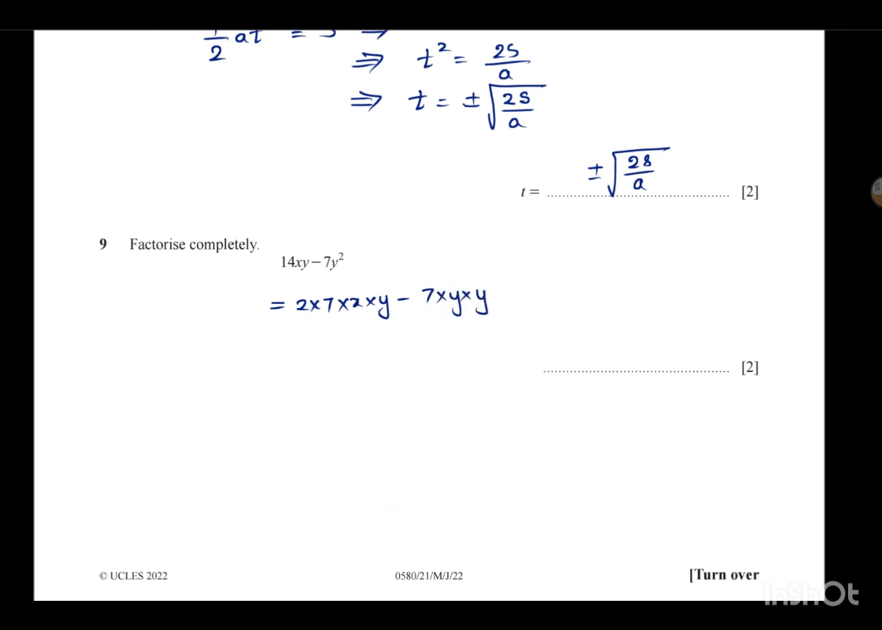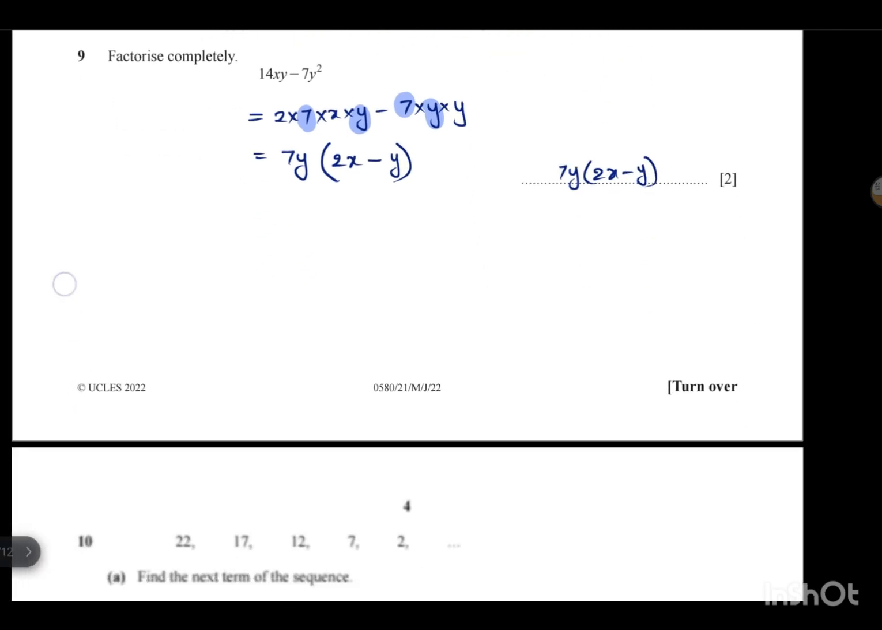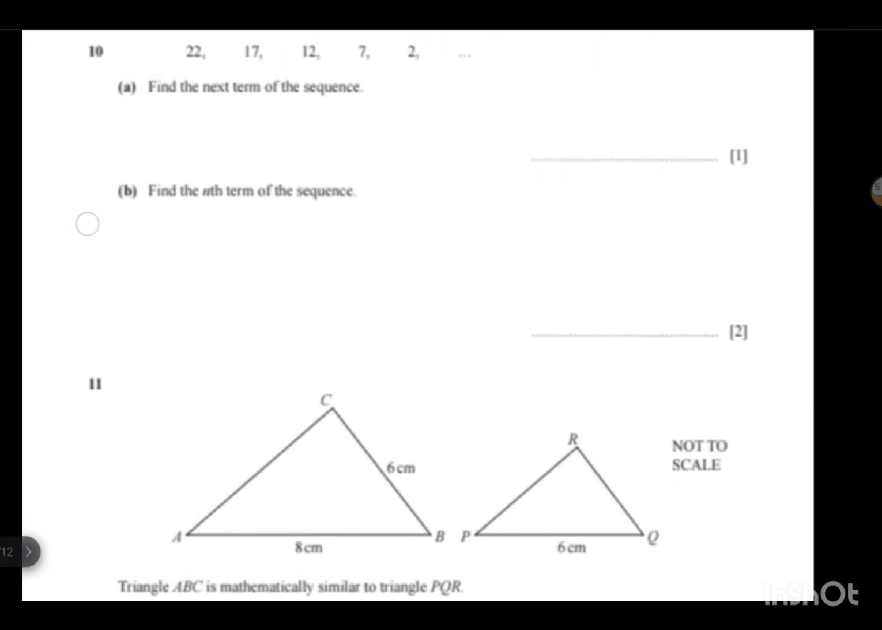Now, what is the thing you have to take common? 7 and y are there in both the terms, so take 7y common. You are left with 2x in first term and just y in second term. So this is factorizing the given expression. Question 9 is done.